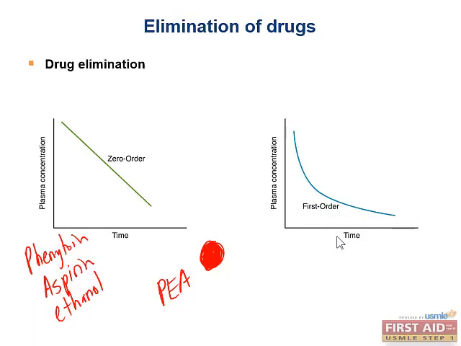Zero and first order elimination can be thought of kind of like the tortoise and the hare. You remember that story when you were a kid, the tortoise and the hare? Zero order elimination is going to be the tortoise, and it's going to run a nice, steady race. Regardless of the amount of drug in the body, the tortoise will run its nice, consistent pace. First order elimination, on the other hand, is the hare, or the rabbit, who runs an inconsistent race by running fast sometimes and running slow sometimes. If there's a lot of drug in the body, the hare will run faster, and if there's not much drug in the body, the hare is going to run a little bit slower.